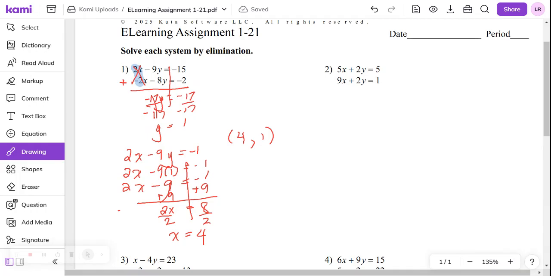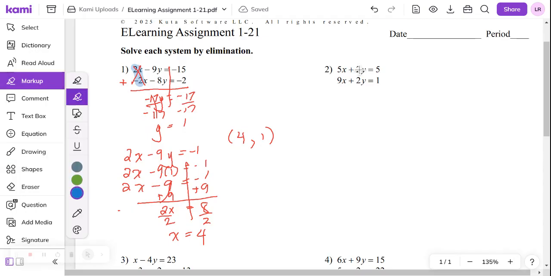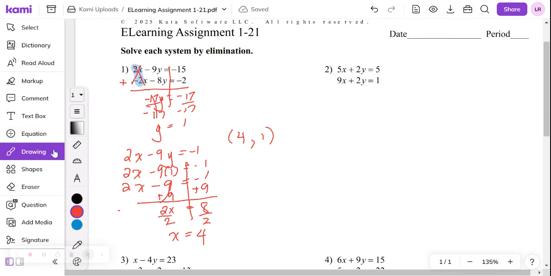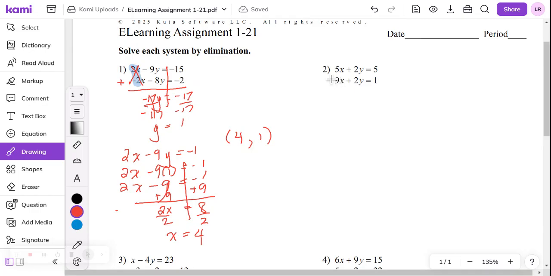Number 2. Okay, for number 2, what I notice is that the y's are exactly the same. So what I want to do on this one, since the y's are exactly the same, is I'm actually going to subtract. So I want to remind you the way I've been doing the subtract. If I do subtract here, that essentially is going to change the sign of all three of these numbers. So instead of 9x, it's going to be minus 9x. Instead of 2y, it's going to be minus 2y. And instead of positive 1, it's going to be minus 1.